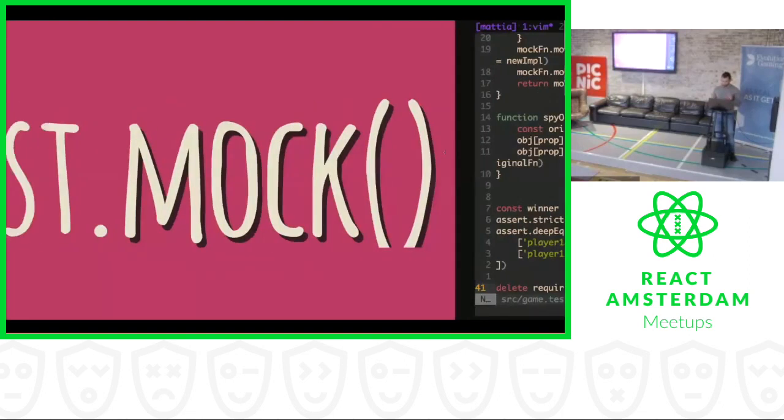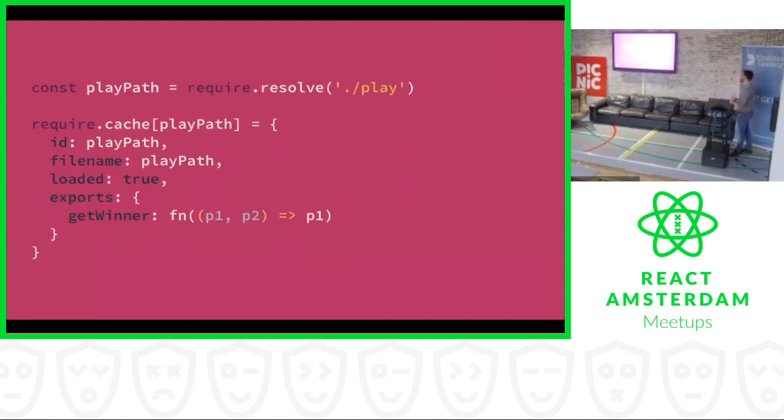So as a recap, what we did, first of all, we got the reference of the play module and stored it in playPath. And then in require.cache, where we have every module that we're using, we pointed at the specific module, play, and we replaced the implementation. By doing that, we needed the ID, filename, and loaded. But what is important is that inside the exports, we can customize the specific properties in each of them.